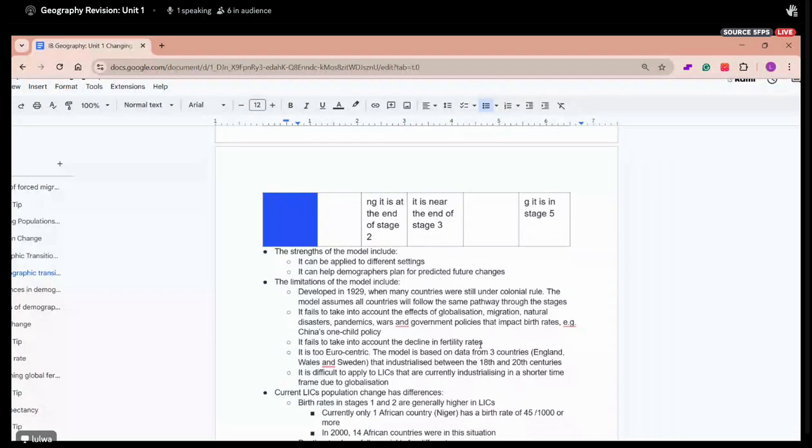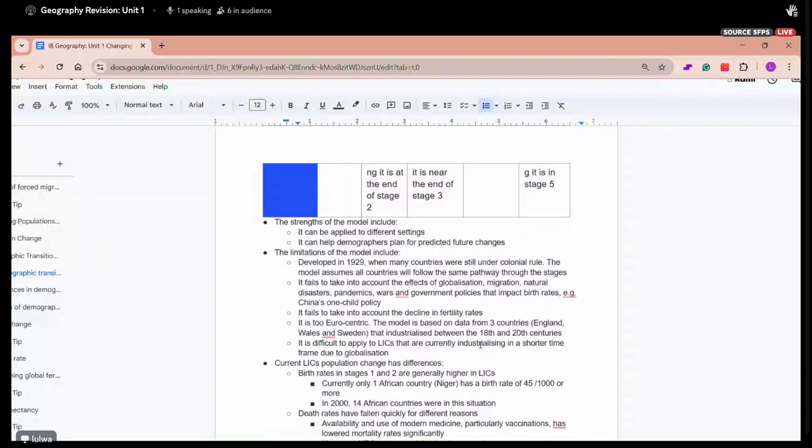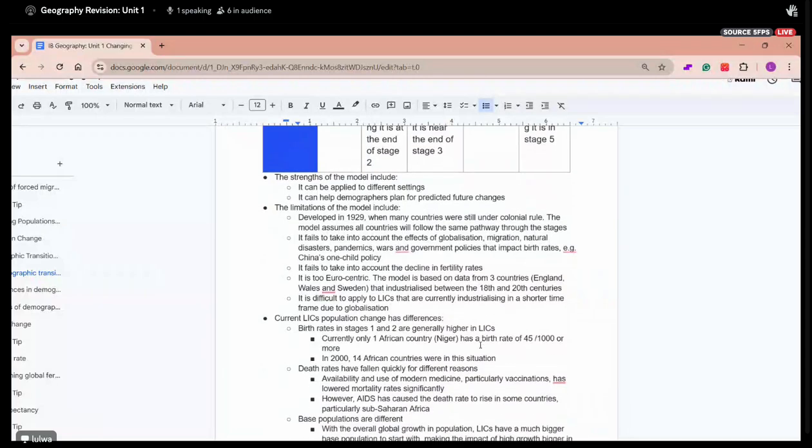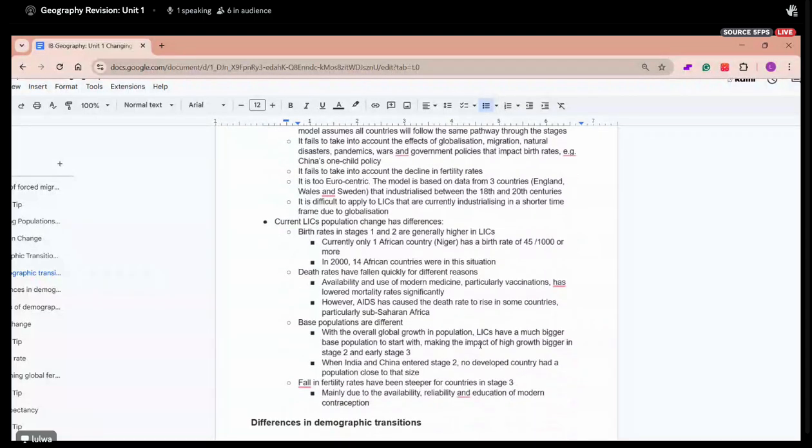So the strengths of using such a model are that it can be applied to multiple different settings, and it can also help demographers plan for predicted future changes. But the limitation, for example, is that it was developed in 1929 with many countries still under colonial rule. And so the model assumes all countries will follow the same pathway of growth, and current LICs' population change has differences.